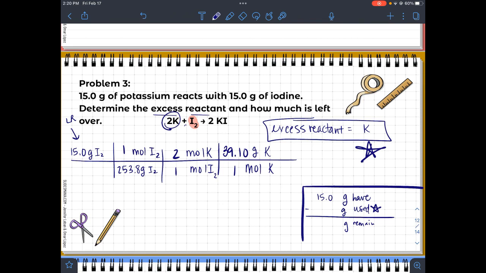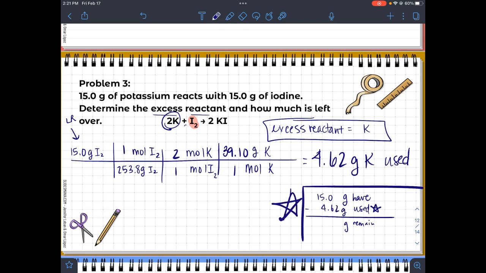All right, so we're ready to calculate this stoichiometry calculation. So I'm going to do 15 times 2 times 39.10 divided by 253.8. I get 4.62. That's grams of potassium, and that's grams of potassium used. Stoichiometry tells me how much I'm going to use. So I'm going to subtract 4.62.